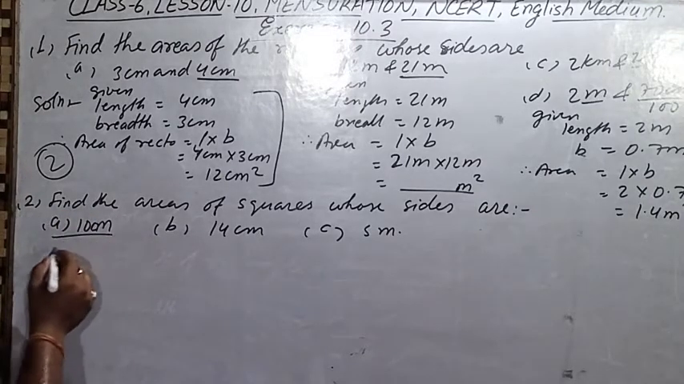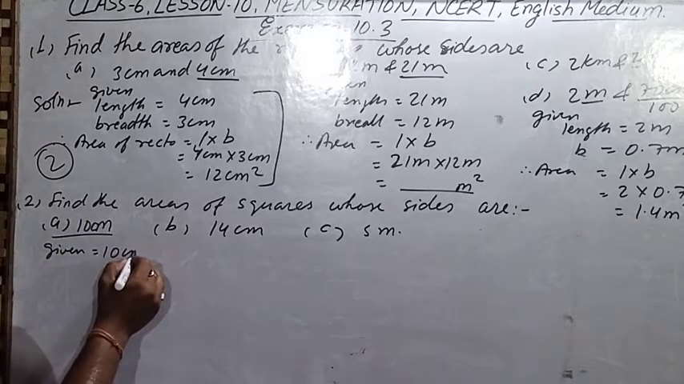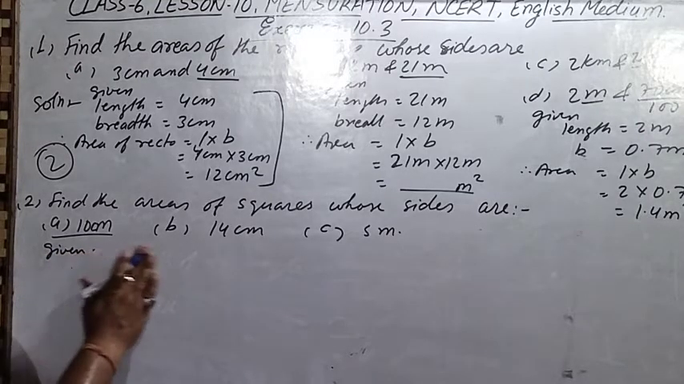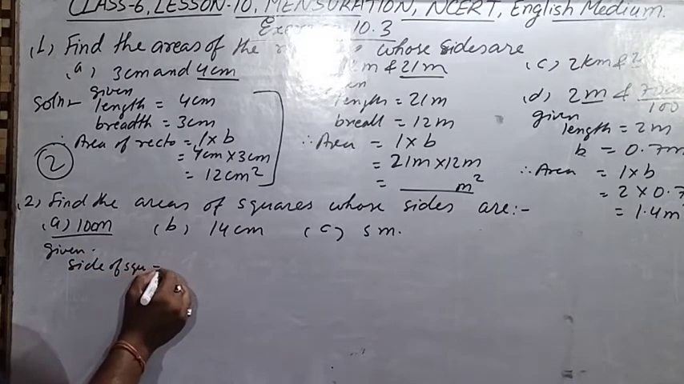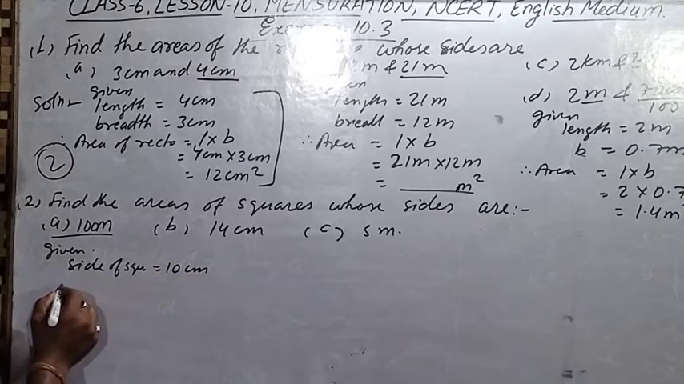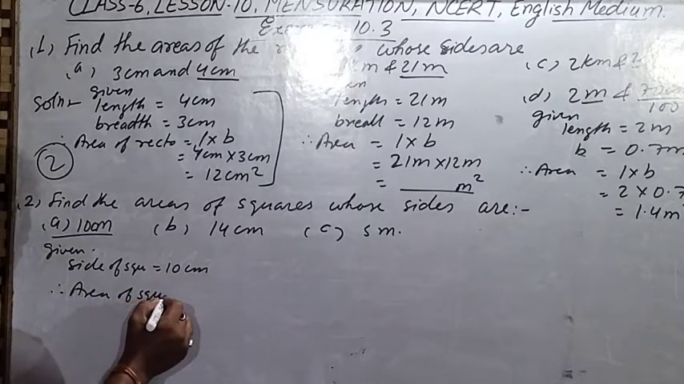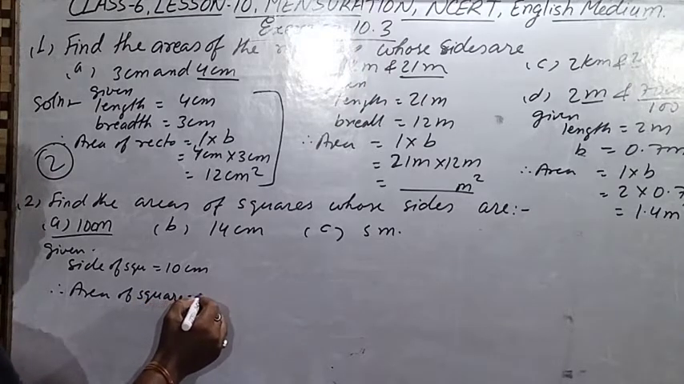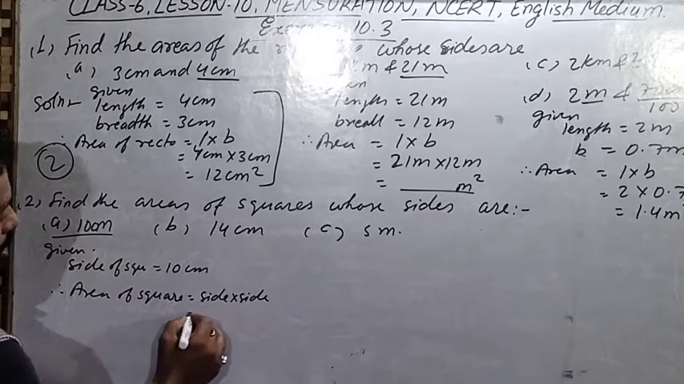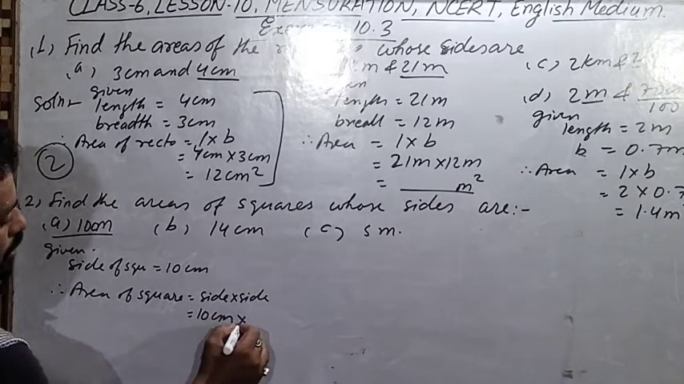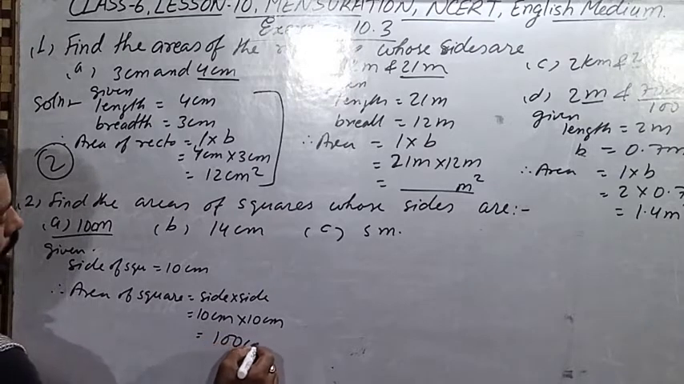First one is 10 centimeter. You write given, side of square is equal to 10 centimeter. Then you write area of square in full. Area of square is equal to side into side, that is equal to 10 centimeter into 10 centimeter, 100 centimeter square.